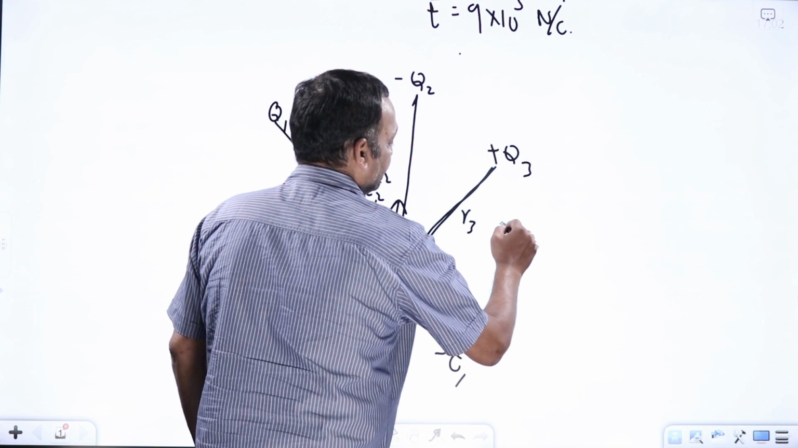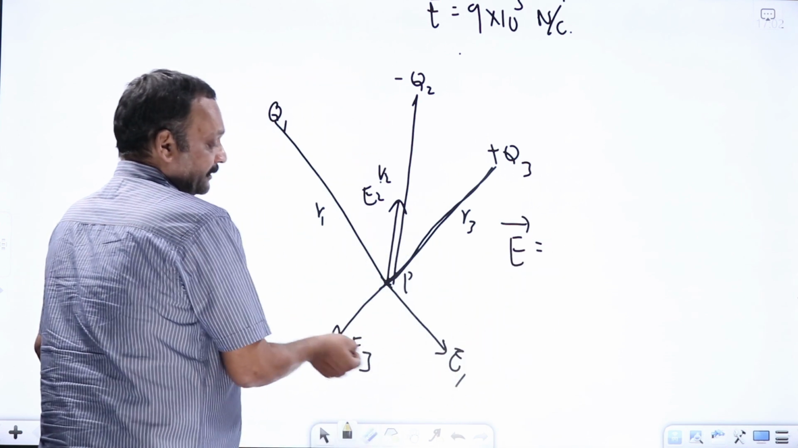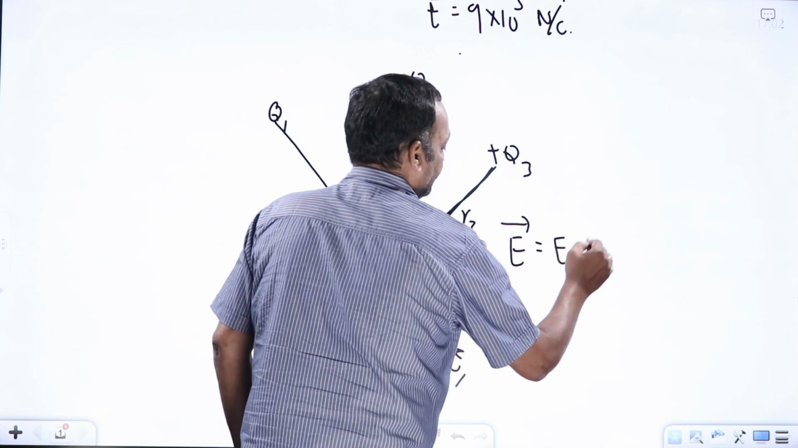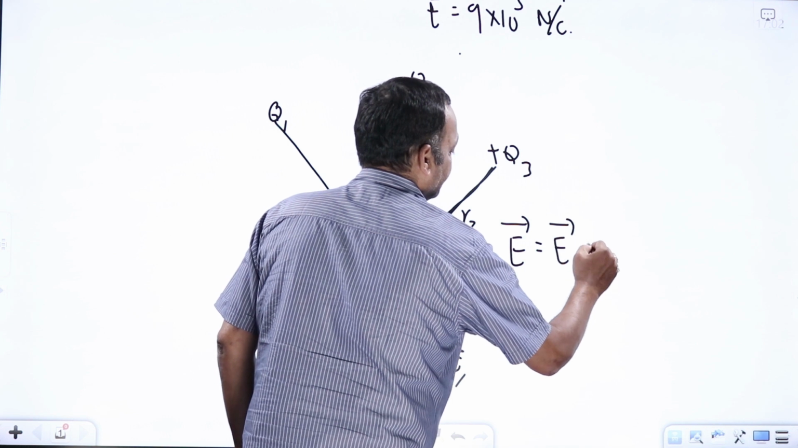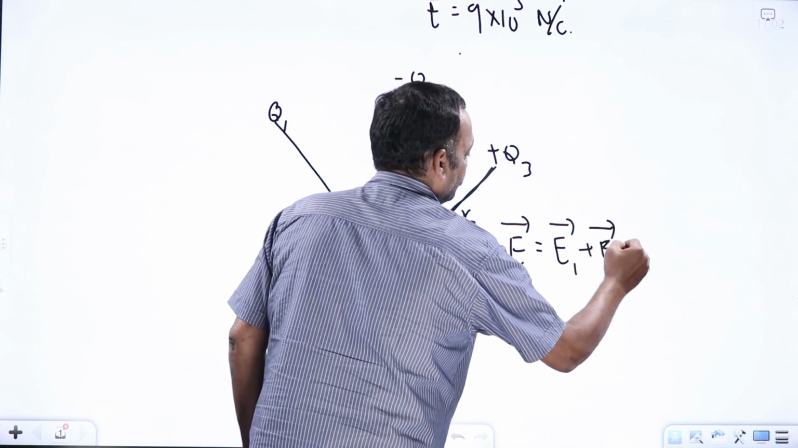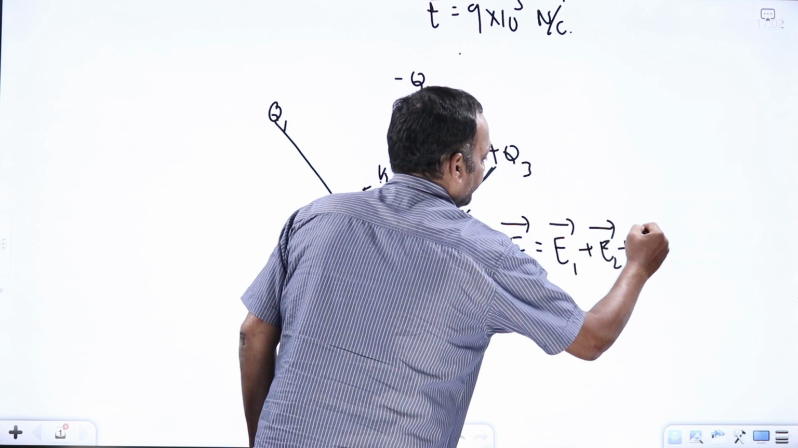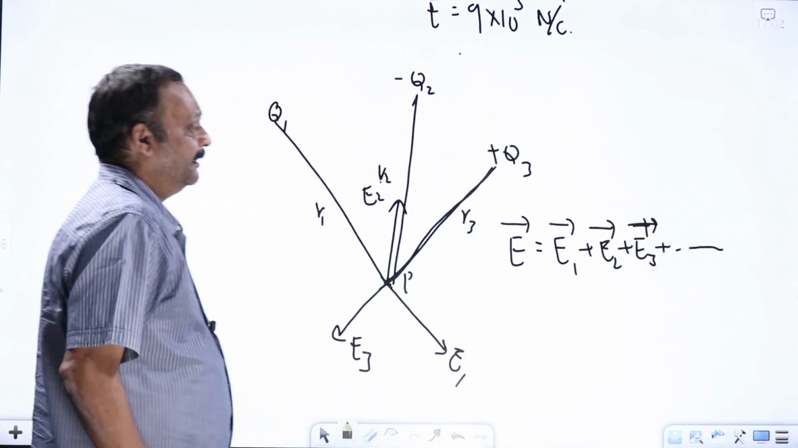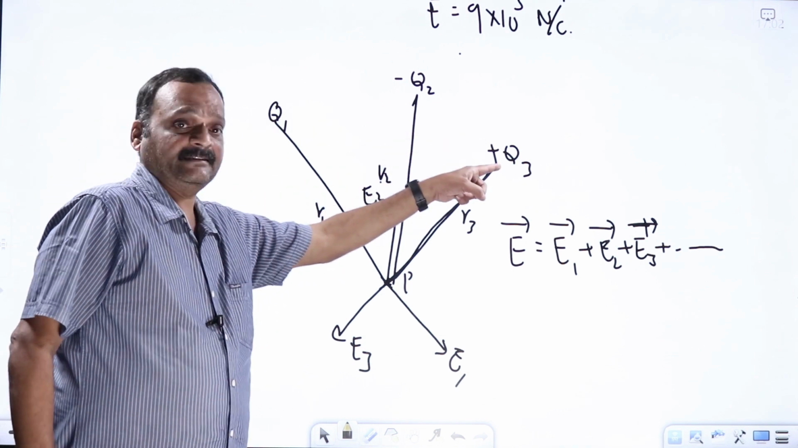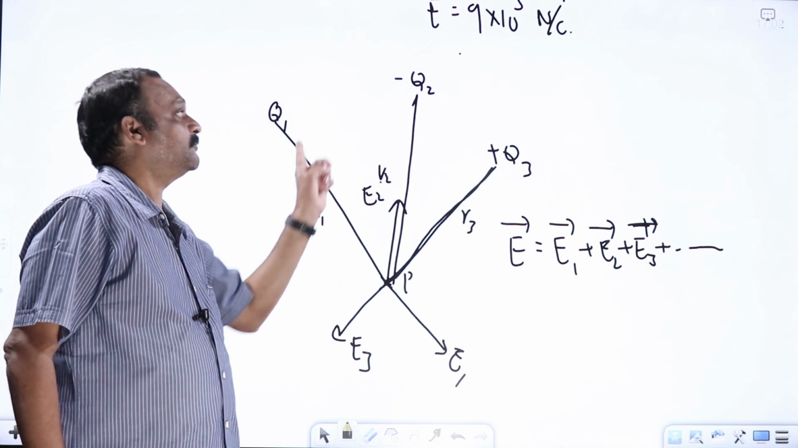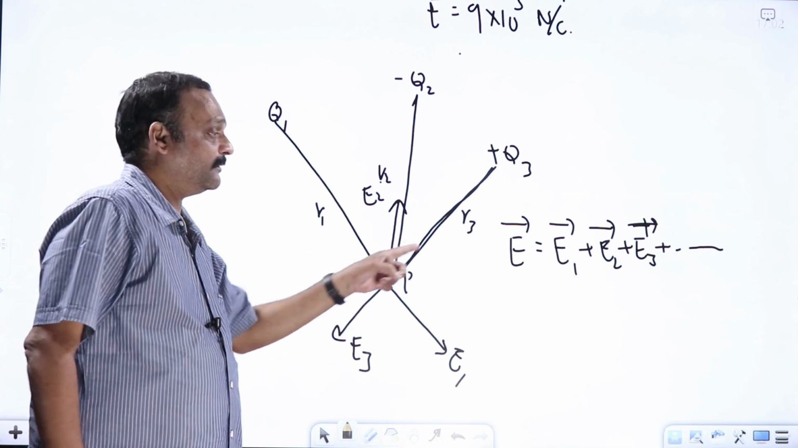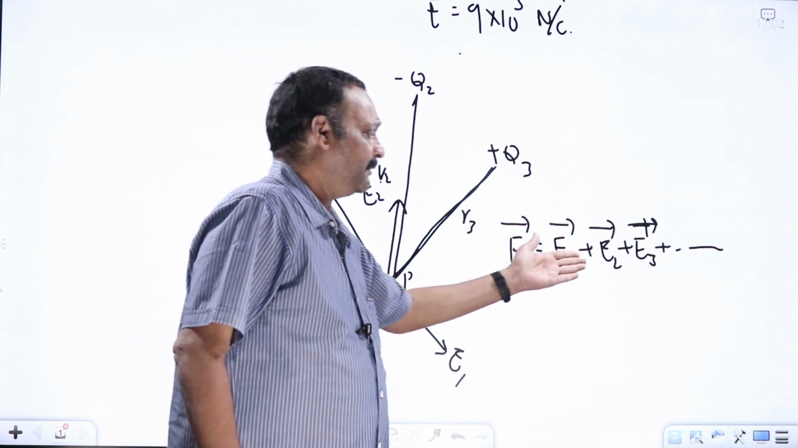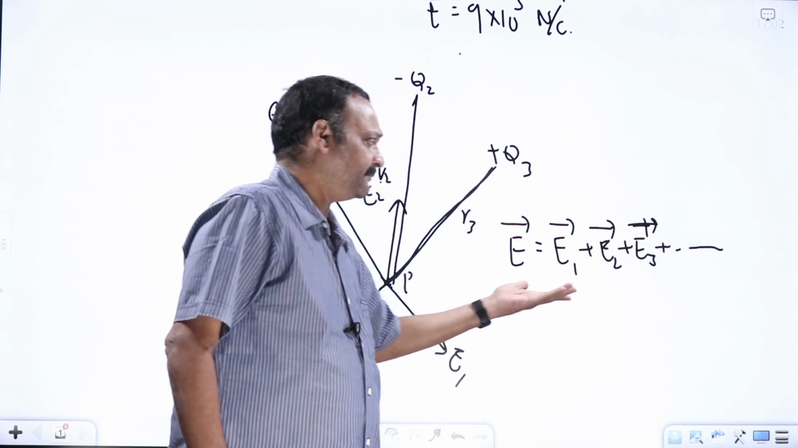Okay, the resultant electric field E bar is nothing but, electric field is a vector, isn't it? So it is the vector sum of the electric fields due to individual charges, that is E1 bar plus E2 bar plus E3 bar, and so on. If there are two or more charges, the resultant electric field due to all the charges at any point is the vector sum of the fields due to individual charges, that is E bar equals E1 bar plus E2 bar plus E3 bar, the superposition principle.